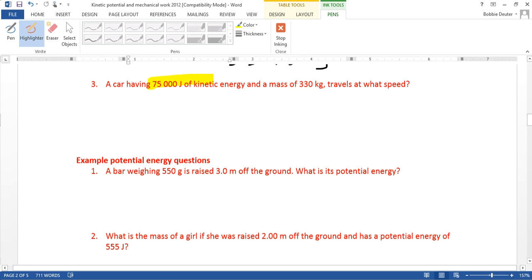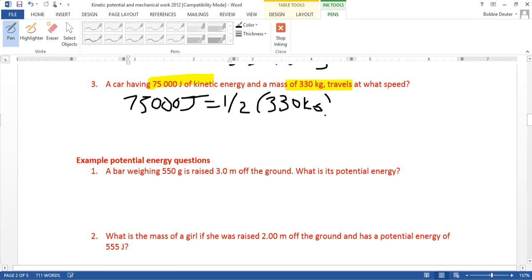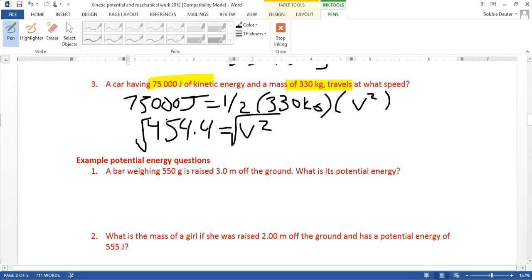So now let's go through and do this one. Okay, so we are given joules again in kinetic energy. We're given the mass. It's in kilograms. Yay, we don't have to convert anything in this one. So we set this 7,500 joules equal to 1/2 mass, 330 kg, times velocity squared. You work this out, you get 454.4 is equal to velocity squared. We have to take the square root of all this. We get a velocity of 21.3 meters per second. So those were pretty easy.